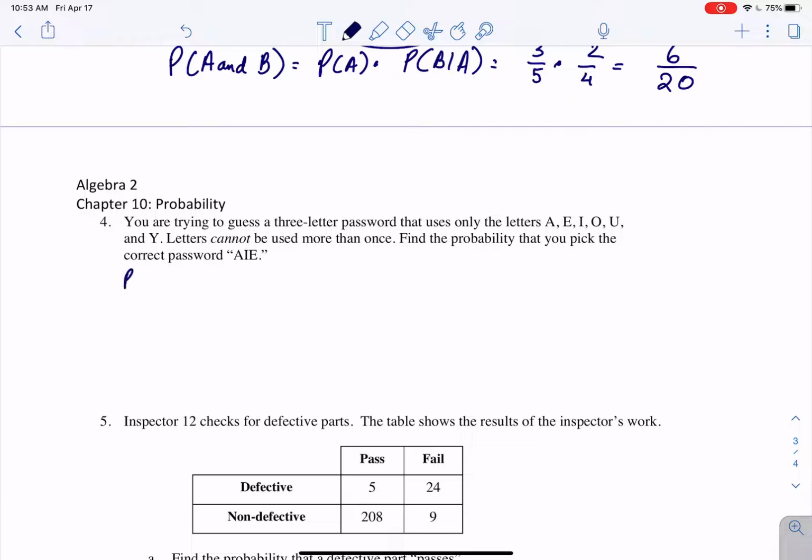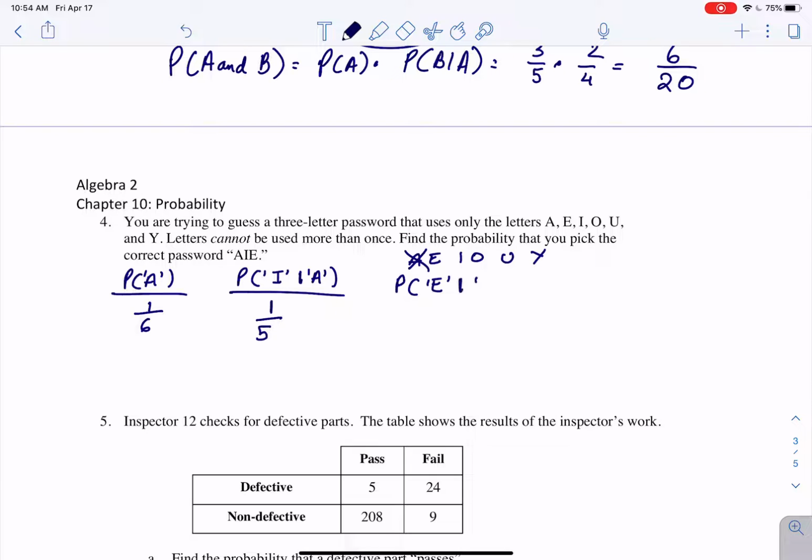The probability of picking A first: I have 6 different possibilities, so 1 out of 6. Then I want to know the probability of picking I, but I've already picked A. So if I had A, E, I, O, U, and Y, and I've already picked A, I only have 5 letters to choose from, so this is a 1/5 probability. Then I want to pick the letter E, but I've already picked A and I. So now I only have 4 to pick from, so I have 1 out of 4 to pick that 3rd letter.